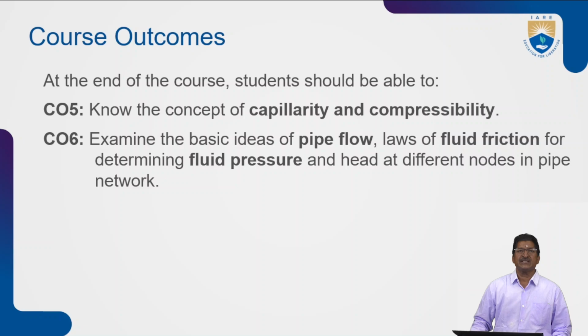And course outcome 6 is pipe flow. That means whenever a fluid is flowing in a pipe, between the outer surface of the fluid and the inner surface of the pipe material, there will be friction. Hence, whenever a fluid travels inside the pipe, there will be frictional losses. That means if it travels from point A to point B, it loses some energy. That is under course outcome 6.